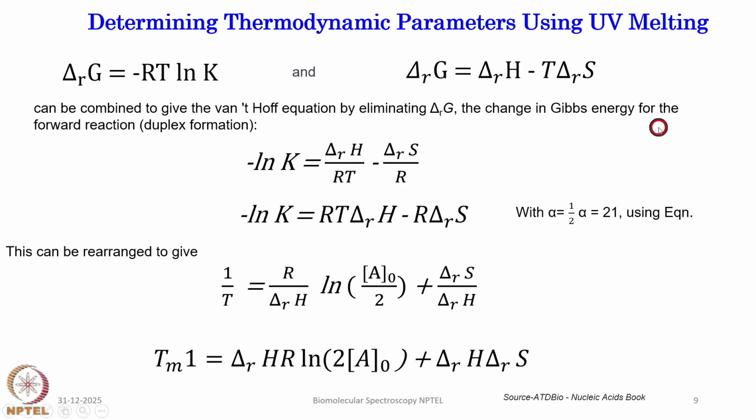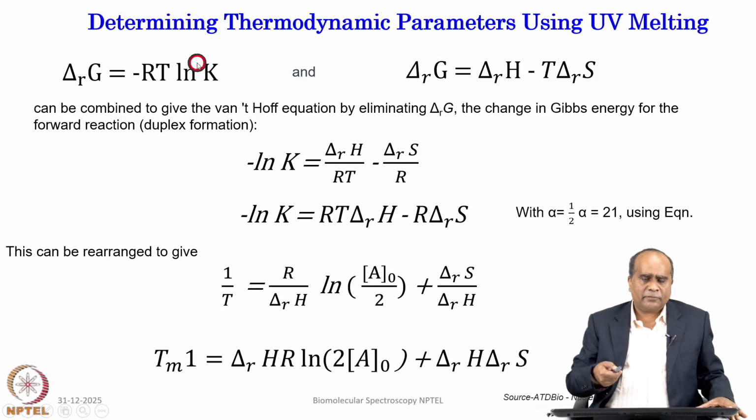And now you can use all these parameters that we have determined to get the thermodynamic parameters, right. So, here a typical equation is delta G = -RT ln K, right. This is the thermodynamic equation, and K is the equilibrium constant. You can combine this to give the Van 't Hoff equation by eliminating delta G, that is the change in the Gibbs free energy of reaction.